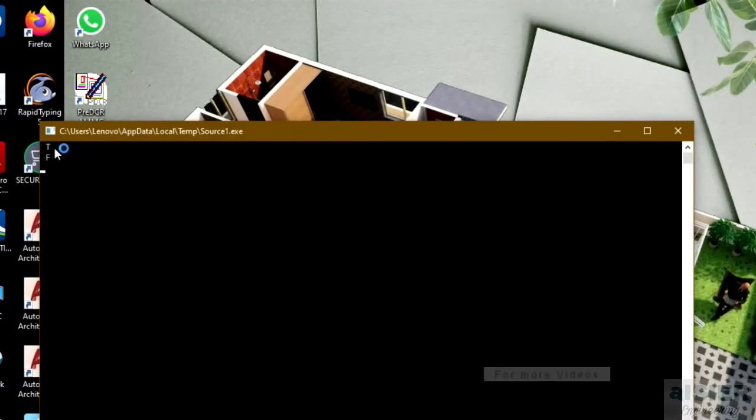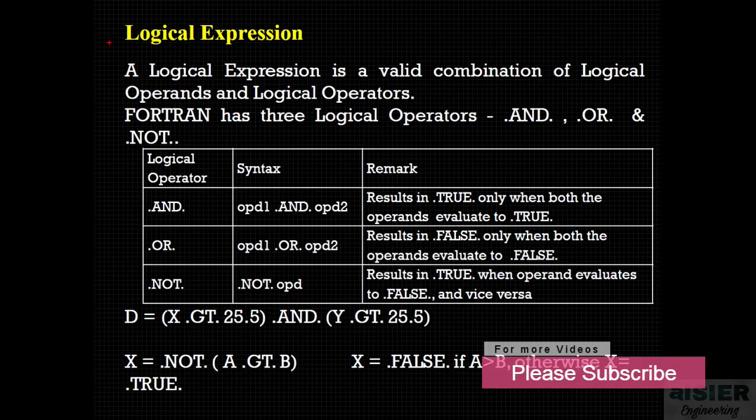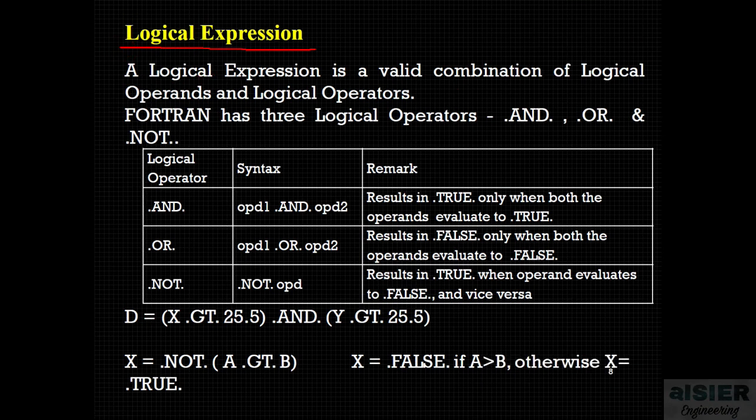Right? So in the first we got true as expected, and in the second we got false as expected. Now next is the logical expression. A logical expression is a combination of logical operands and logical operators. Now what are the logical operators in Fortran? There are three logical operators: one is AND, next is OR, and the last one is NOT.